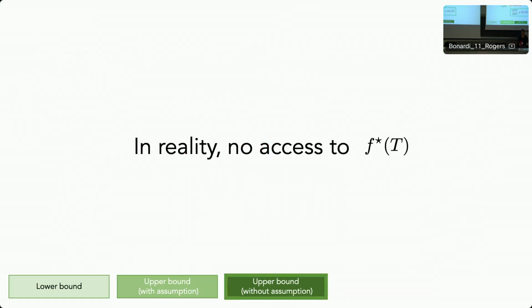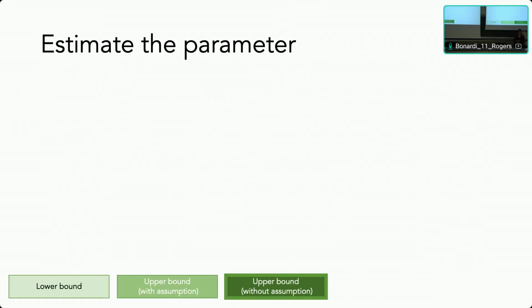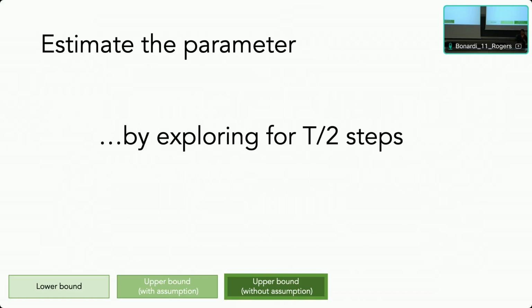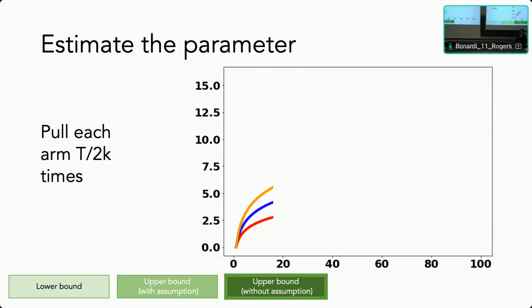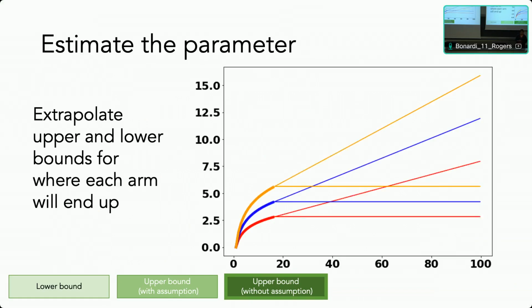So finally, we should get rid of this assumption because in practice we might not have access to f star of t. And so in order to do this, we're going to estimate the parameter, and like any good bandits person, we're going to do it by exploring for t over 2 steps. And how are we going to do this? We're just going to take every single arm, play it for t over 2k time. And this allows us to extrapolate upper and lower bounds for where the arm is going to end up.